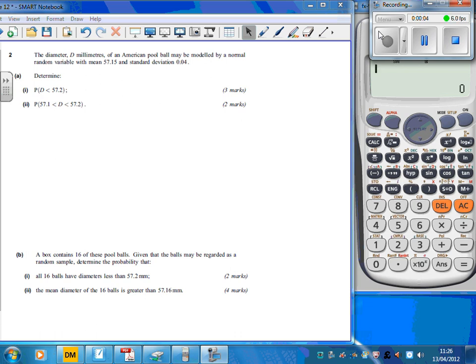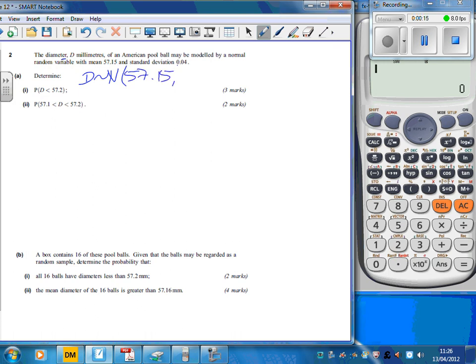Question 2 is our normal distribution question. We're talking about the diameter of a pool ball, and it tells us that D is normally distributed with a mean of 57.15 and a standard deviation of 0.04. So the variance is, of course, 0.04 squared. And the first thing asks us, what's the probability that D is less than 57.2? Standardize it by taking away the mean and dividing by the standard deviation.